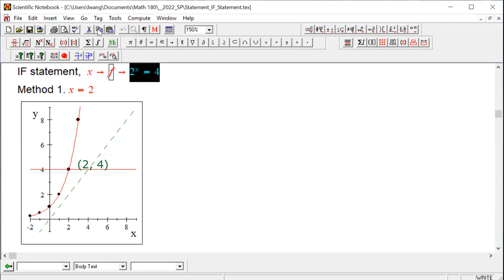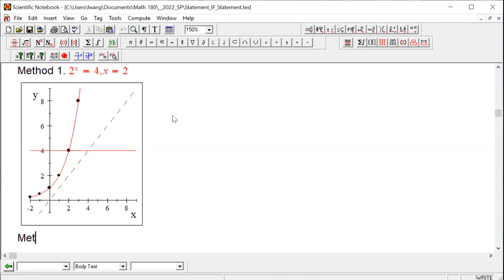So from 2 to the power of x equals 4, we're gonna read it as: if 2 to the power x equals 4, then x equals 2. Okay, now the second method is more algebraic. So let's look at the second method.